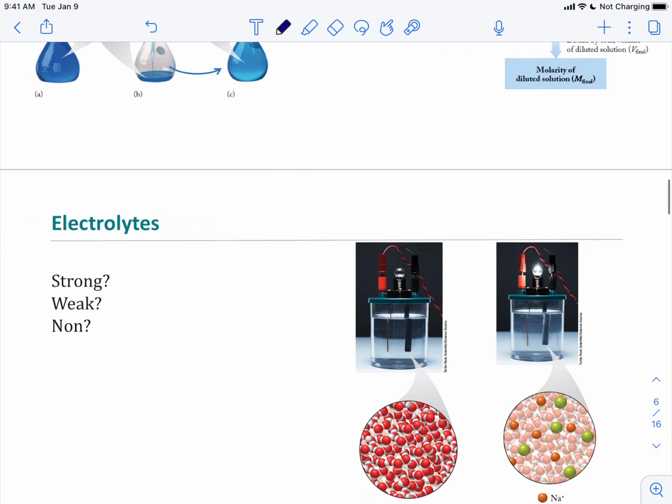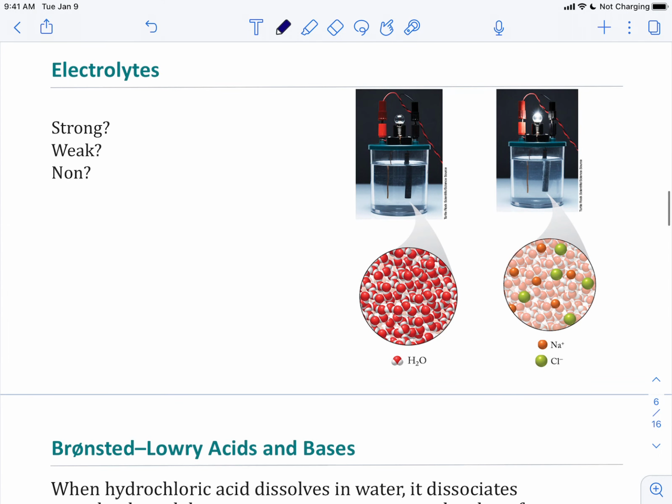And as we talk about solutions, there's things called electrolytes that we need to define and talk about. Strong electrolytes are things that completely dissociate in solution and create a lot of ions.